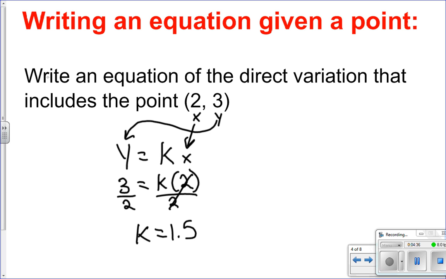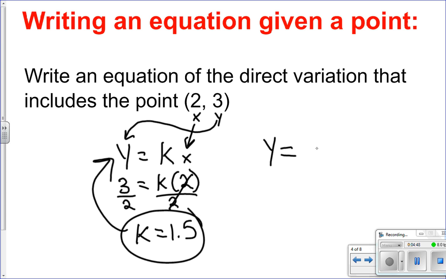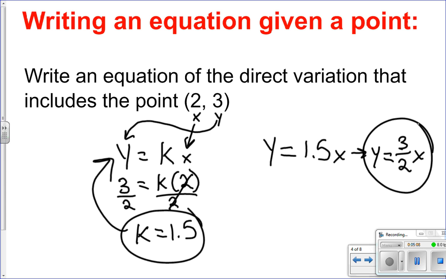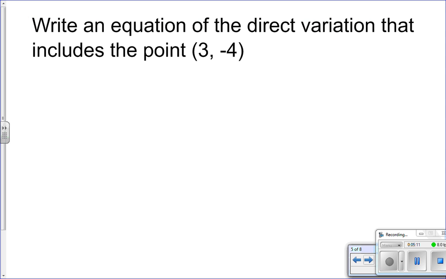But up here it says write an equation of the direct variation. So now I need to plug this back into my equation, y equals kx. My final equation is y equals 1.5x. Or, for the sake of working with slopes eventually, another way to write it is y equals 3/2 x. Try this one on your own.